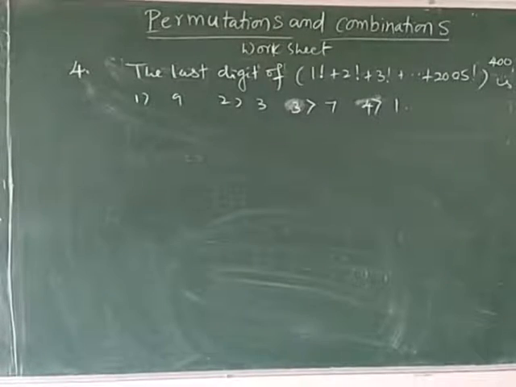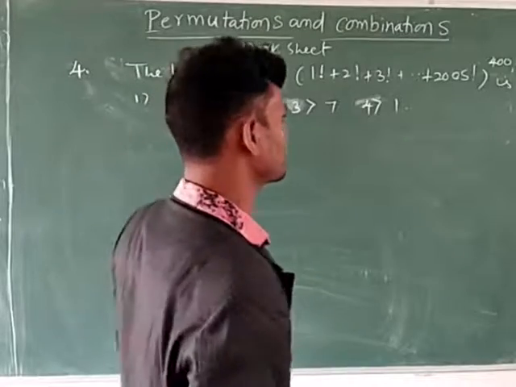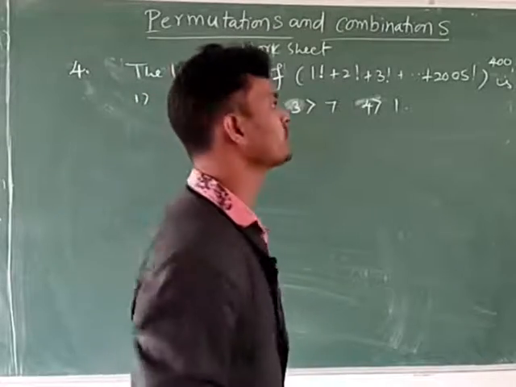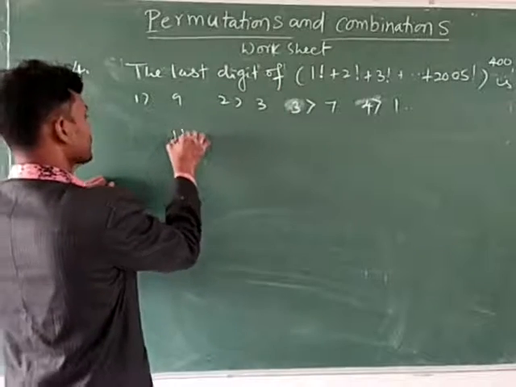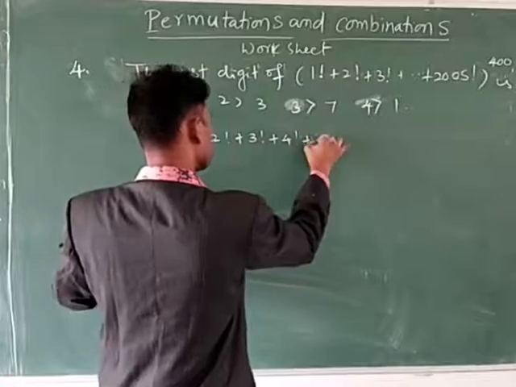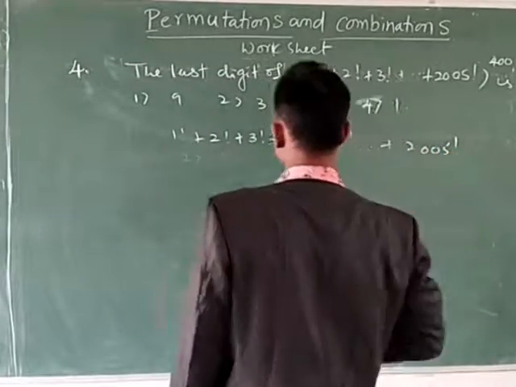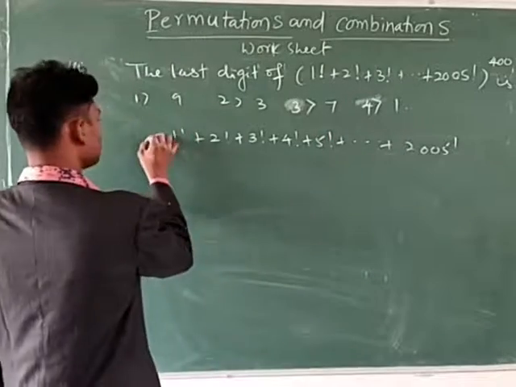Next question: the last digit of (1 factorial plus 2 factorial plus 3 factorial plus 4 factorial, and so on up to 2005 factorial) whole to the power of 400.